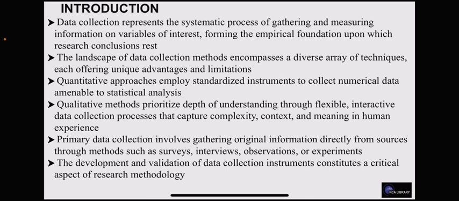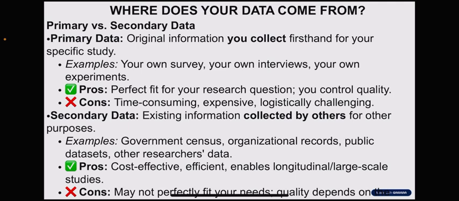So now we have the development and validation of data collection instruments. It constitutes a critical aspect of research methodology, which is what we should know. Now let's look at where your data comes from. That is, we're looking at primary data versus secondary data. By now, when we are done with this subtopic, we will be able to know where our data comes from. Probably it is from the primary source or the secondary source. Sometimes they call it primary source of data and secondary source, while some scholars refer to it as primary data and secondary data.